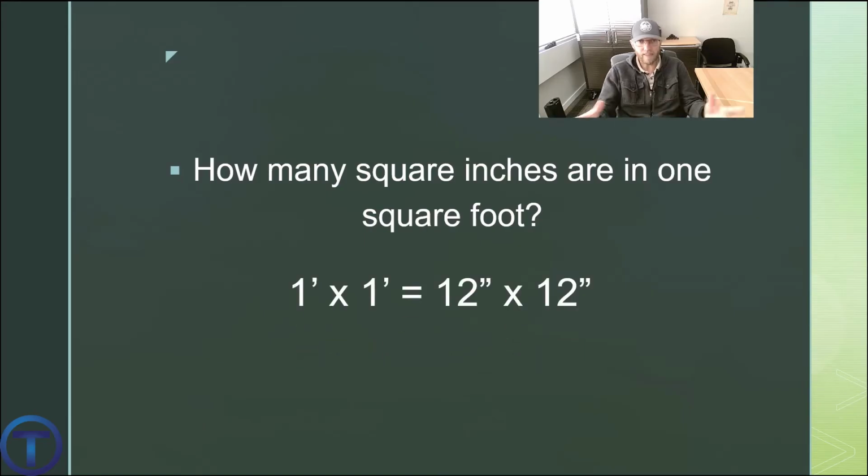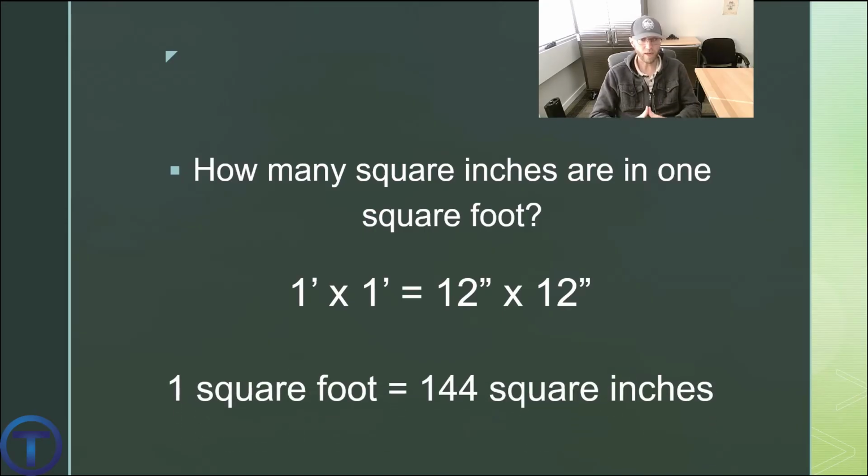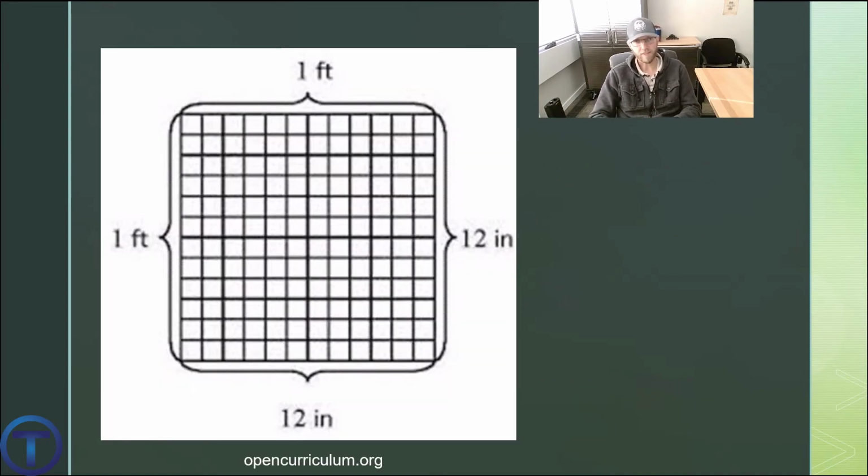Well, if we just line that out in an equation form, look at this. 1 square foot is 1 foot times 1 foot. If we convert those into inches, then for each of those feet, there are 12 inches, and we would say 12 inches times 12 inches is the same area as 1 foot times 1 foot. Following so far? Good. We finish that 12 times 12, and we end up with 1 square foot is equal to 144 square inches.